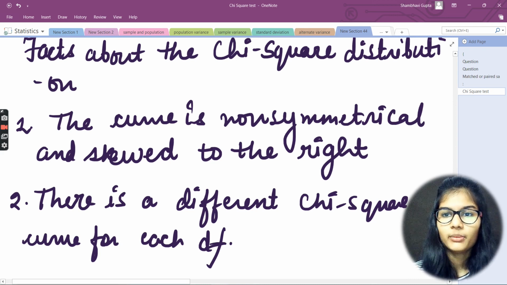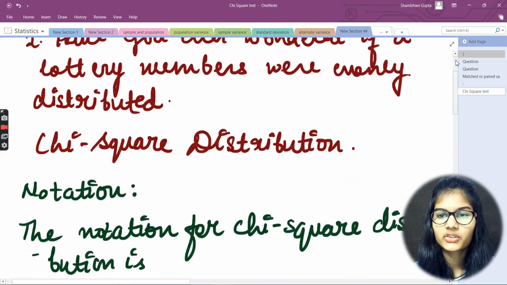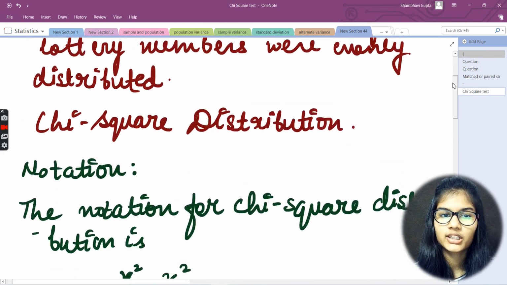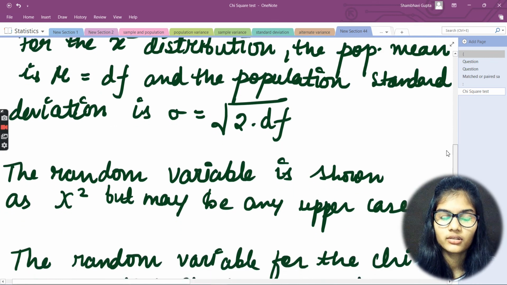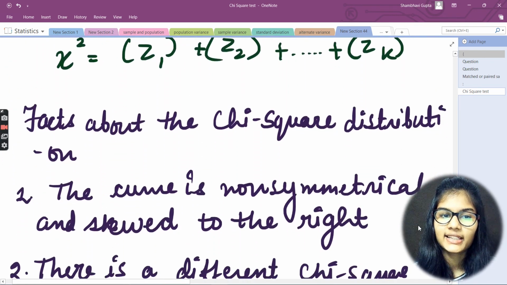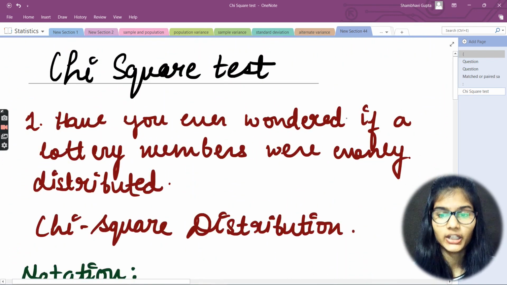So yeah, I hope I am very clear with you all on these things regarding the chi-square test, what it is, what the notation is, and basically what the facts are regarding this particular thing, right?